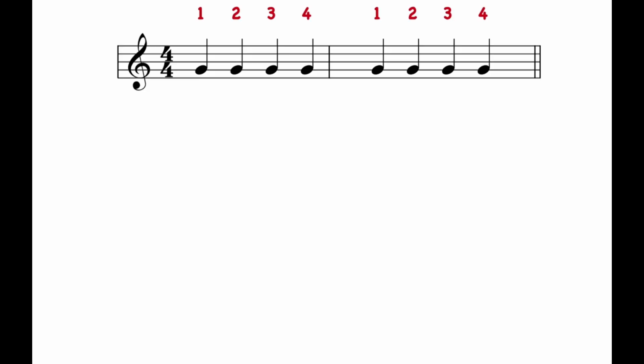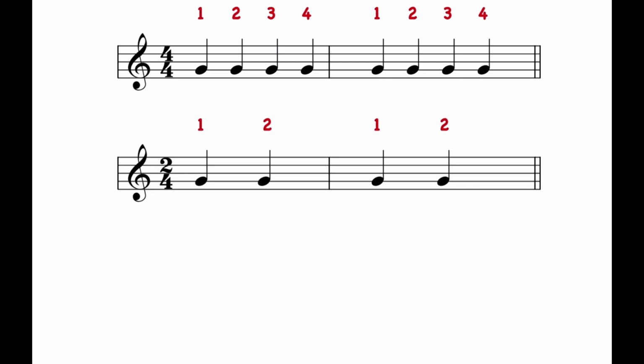So let's change that top number now to a 2. So now this time signature is telling us that we have 2 quarter notes in a bar. And what this does is it changes the pace of the music and the feel. So the top line of music, 4/4, is very much 1, 2, 3, 4, 1, 2, 3, 4. You've heard that a lot, and I've used it a lot in this course.